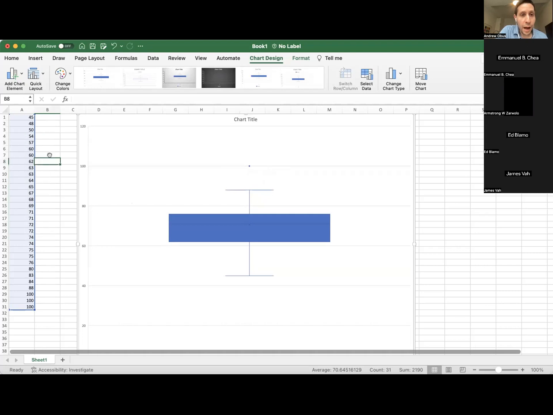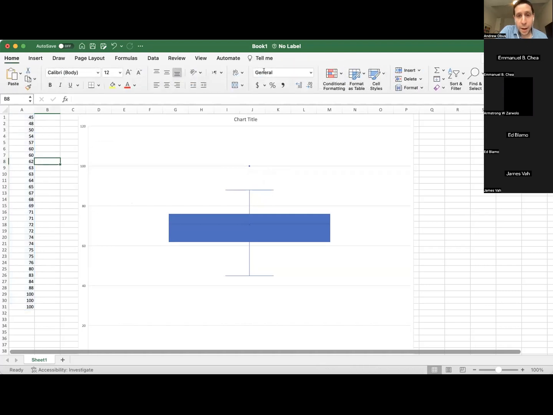Okay, so doing box and whisker plots on Excel is pretty easy. You just have to type in your data and follow the steps, and those steps are there on the slide, so it shouldn't be too bad. All right, so any questions about doing this in Excel?